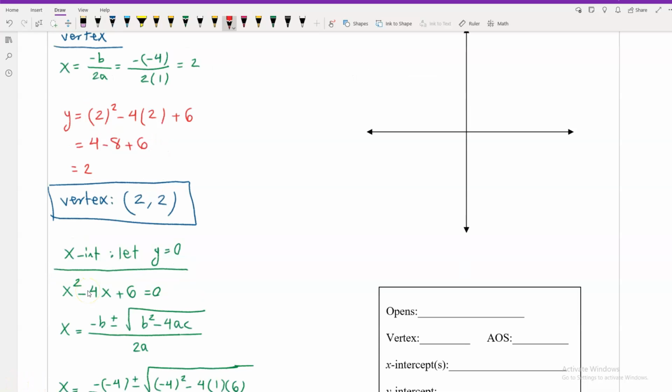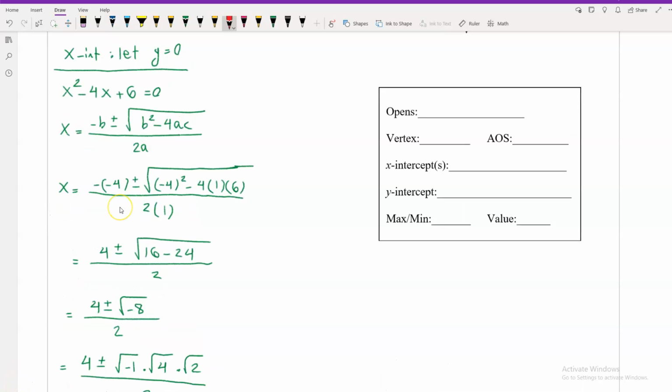Then next step, finding x-intercept, let y equal to 0. So we have x squared minus 4x plus 6 equal to 0. Use quadratic formula to find x. So x equal to -b, negative positive square root of b squared minus 4 times a times c, divided by 2a. b is -4, a is 1, and c is 6.